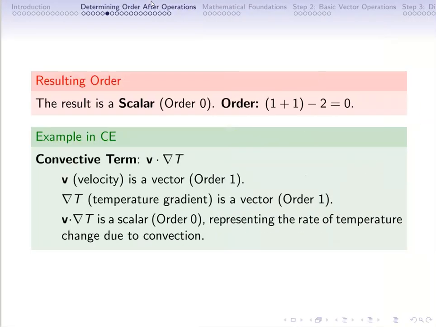Here, 1 plus 1 minus 2 is 0. The example is the convective term v dot del T. Here v is the velocity, order 1, and del T is a vector, order 1. Because of the dot, minus 2 will be there, so if we do the operation we get a scalar. So v dot del T is a scalar of order 0, representing the rate of temperature change due to convection.